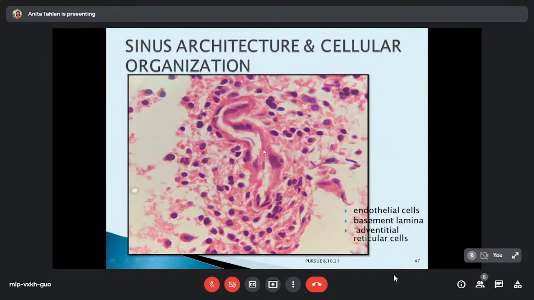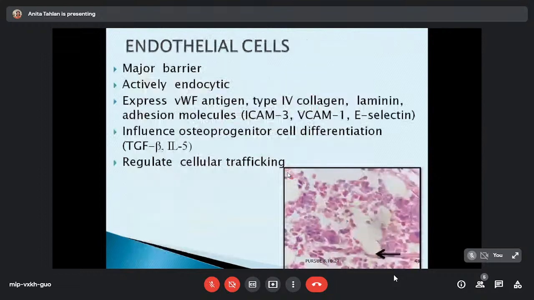The luminal side is lined by endothelial cells, and then there is a basement lamina, and on the abluminal side the adventitial reticular cells combine to form a meshwork. That is how the sinus is organized, and this is the main barrier, and this is where all the interchange occurs. It is actively endocytic, and it expresses VWF, collagen, laminin, and various adhesion molecules. Because it is one of the main barriers, it is capable of regulating cellular traffic.